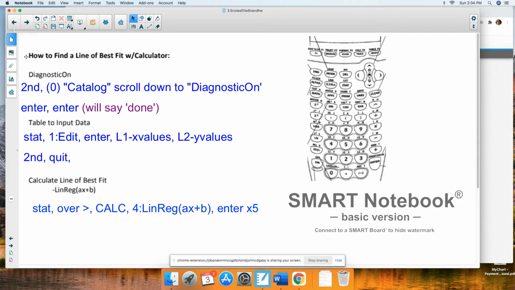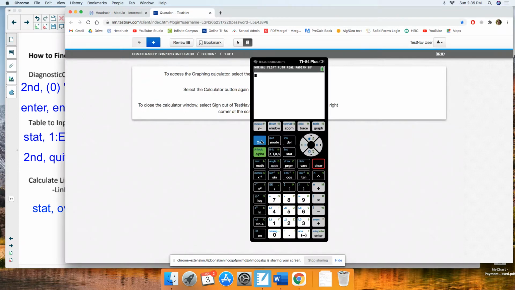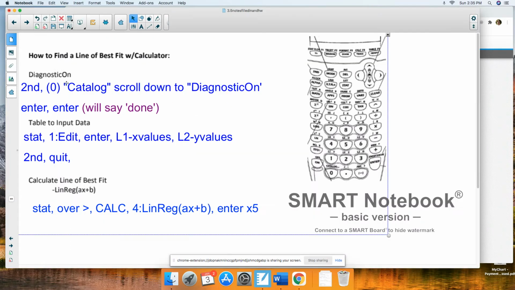Again, to find the line of best fit, you're going to need to first turn your diagnostics on. So we're going to go to this catalog down here: the second button and then catalog. Then we go all the way down to D for diagnostic. On this calculator, you can actually do it a different way, but this is how I like to do it. So there's our diagnostic. Notice I press enter, enter, and then it says done.